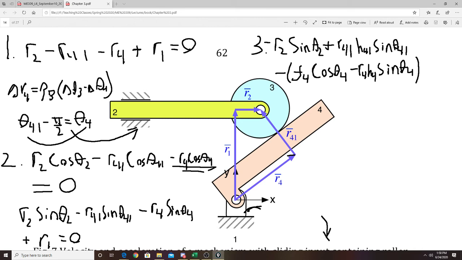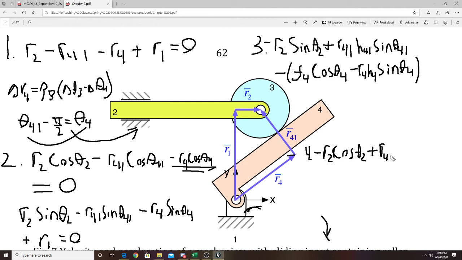So now, if we move on to the next step, this is where I tell you that things get a little weird, because now you do the derivative of this one again. So let's do the derivative of this one again. We do minus R2 cosine theta 2, right? And then you do plus, take the derivative. Remember, R41 is constant, so we're good here, so leave that on the outside.